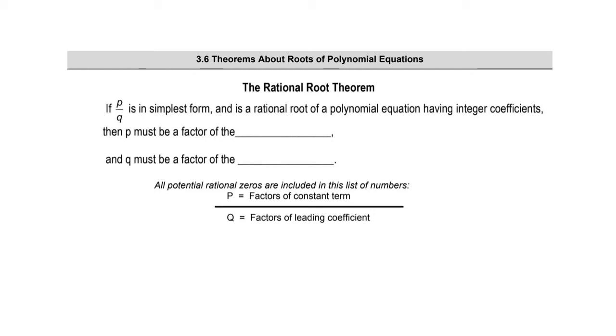Hi guys. These are the 3.6 notes. 3.6 is theorems about roots of polynomial equations. Okay, and the big theorem that we use is the rational root theorem.